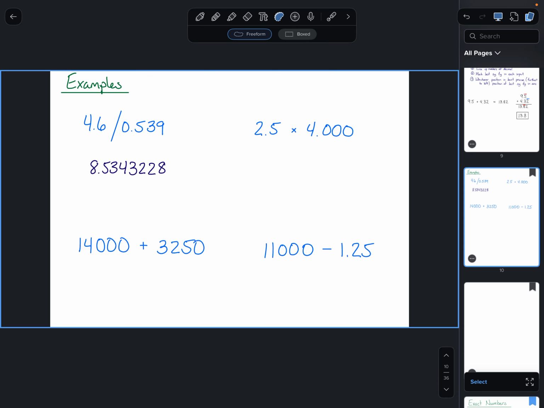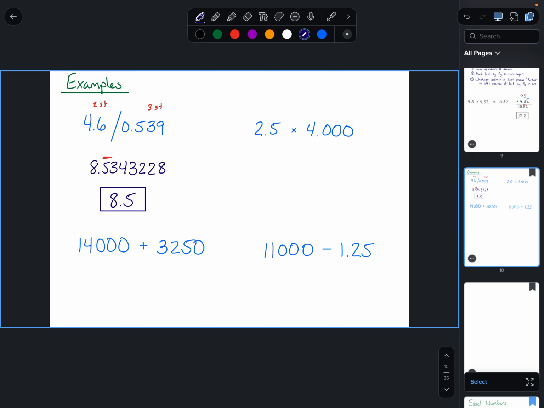All right, so let's go through these here. I want to do this first one. I punched 4.6 divided by 0.539 into my calculator. It spit out 8.5343228, et cetera, et cetera. And I need to round this to the correct number of sig figs. How many sig figs am I going to round to? 2, because this input has 2, this input has 3. I go with whichever number is fewer, so that means my final answer here is 8.5.